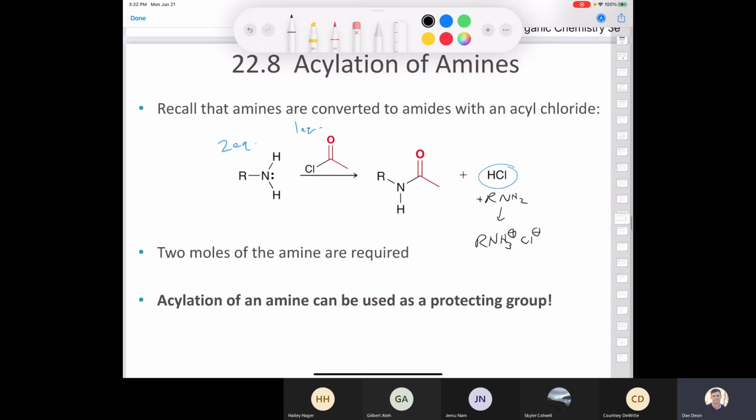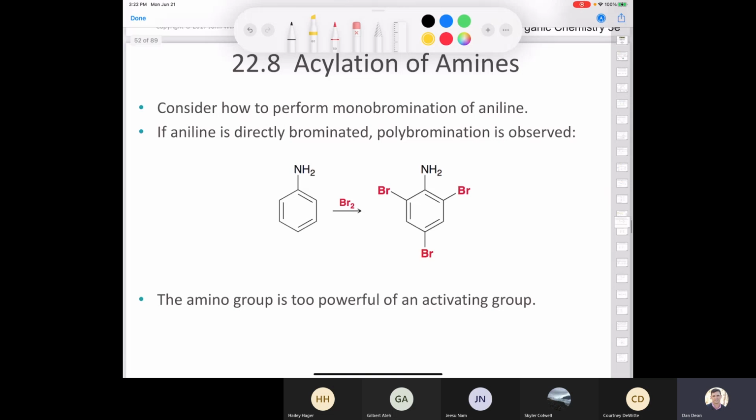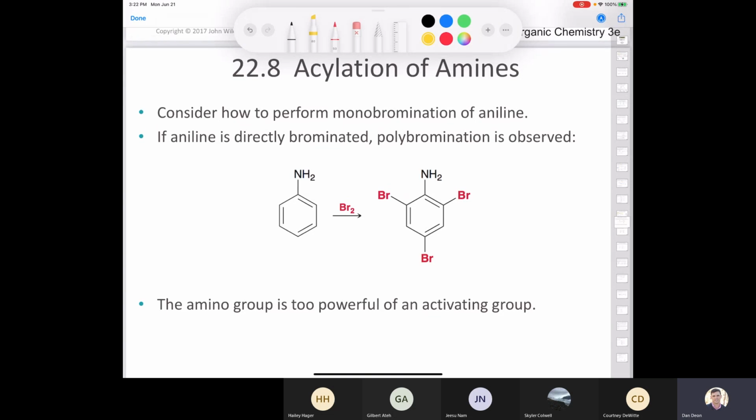But it says that acylation of an amine can be used as a protecting group. Remember we talked about protecting groups of alcohols, for example, when we talked about Grignard chemistry? Well, now we're going to talk about protecting an amine and why you would want to do that. And this kind of takes us right back to our electrophilic aromatic substitution reactions, because you remember earlier on, we talked about this reaction that's shown here.